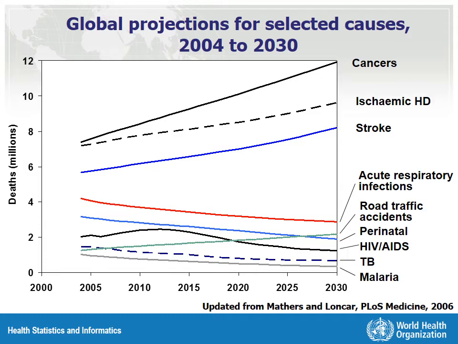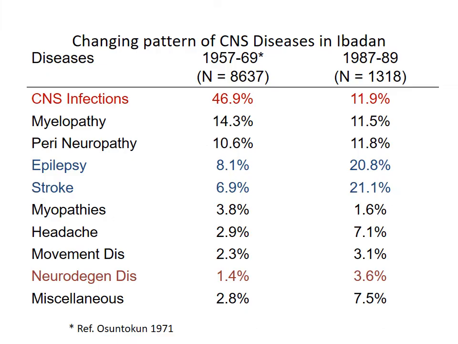And the burden of this will be borne by low and middle income countries. This is just our own experience from Ibadan, and I've compared data during 2 time periods, 1957 to 69, that was about 6 decades ago, compared to what happened about 3 decades ago. You could see that in 1959 to 69, infectious diseases accounted for about 47% of the cases, whereas 3 decades later, only about 12%. You could see increase in stroke, epilepsy, and neurodegenerative disorders. The others appear to have plateaued. So it means we're seeing a changing pattern of diseases.